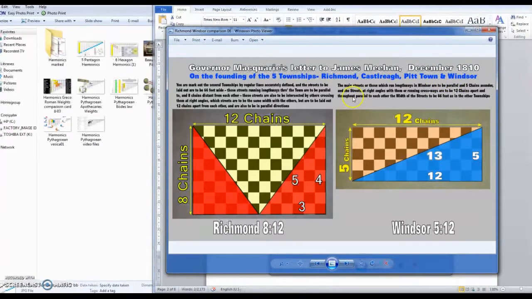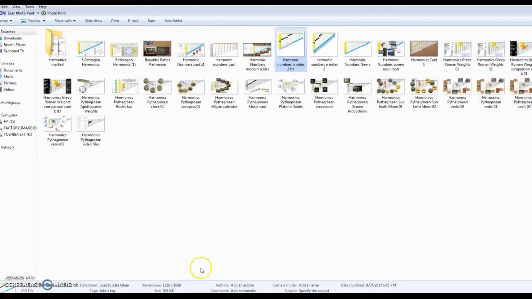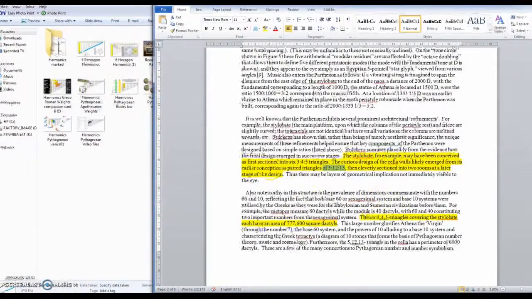Four of those five towns, for instance, Richmond, were based on this 8 by 12 chain design, which is a series of interlocking 3-4-5 triangles, while Windsor, which is marked out as the capital of this little province north of Sydney, is at a 5 to 12 ratio, bringing us to interlocked 5-12-13 triangles, which is exactly the same as described in the article here as paired triangles of 5-12-13. Exactly the same things going on.